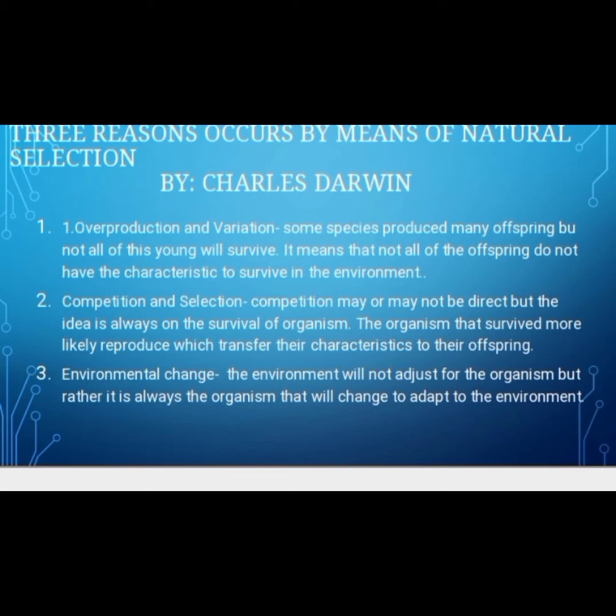Second, the competition and selection. Competition may or may not be direct, but the idea is always on the survival of the organism. The organisms that survive are more likely to reproduce, which transfers their characteristics to the offspring. The third is the environmental change. The environment will not adjust for the organism, but rather it is always the organism that will change to adapt to the environment. For further explanation of the Darwinian revolution, let's watch this video.